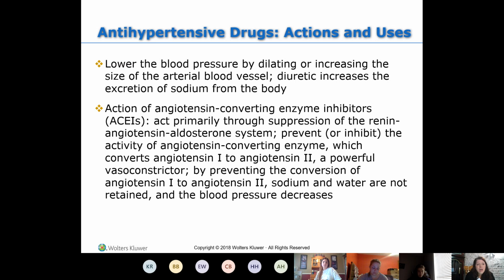Antihypertensive drugs will either lower the blood pressure by dilating, or increasing the size of, arterial blood vessels. So let's talk about that briefly. If you have a lot of pressure in something, and you make that diameter wider, that pressure is decreased, correct?